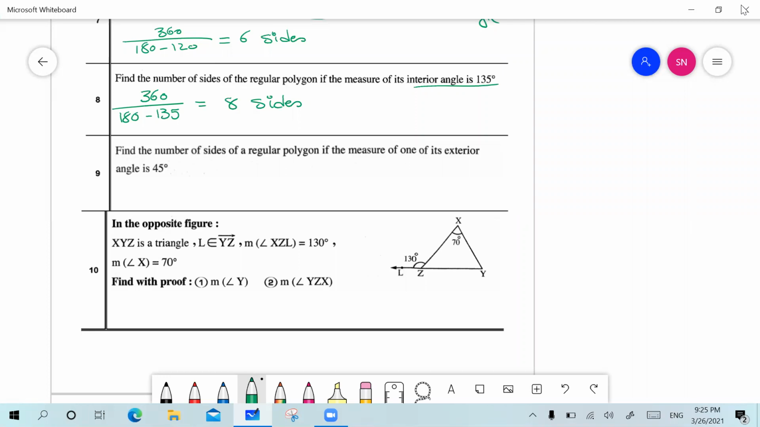Now let's go to the next question, which is question number 9. Find the number of sides of a regular polygon if the measure of its exterior angle is 45. So this means that each exterior angle is equal to 45. How can I find the number of sides? Judy? Do you know the answer?